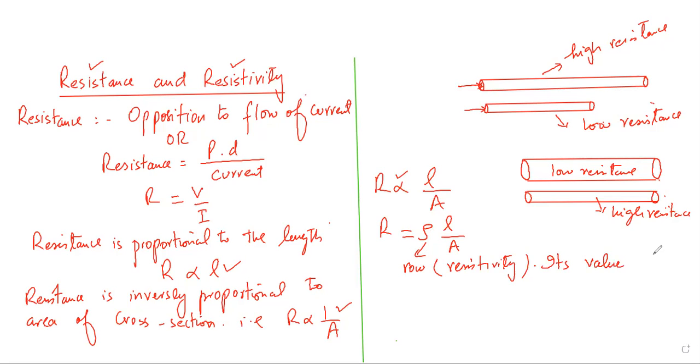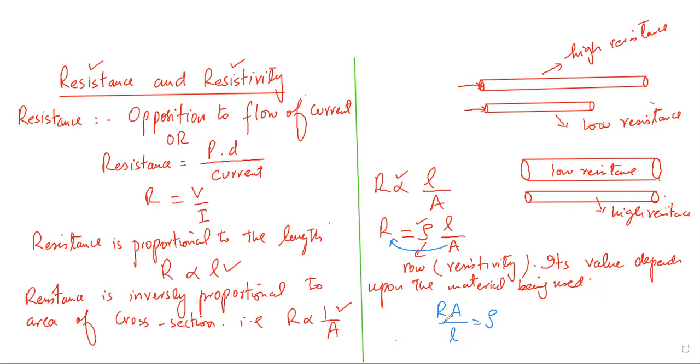Its value depends upon the material, because different materials have different resistivity, right? Its value depends upon the material being used. If I would like to get the formula of the resistivity, we can make rho the subject of the formula. This A will go to the other side and be cross multiplied, and this L will go down. So we can say resistivity is RA over L. Am I clear? Any questions so far?